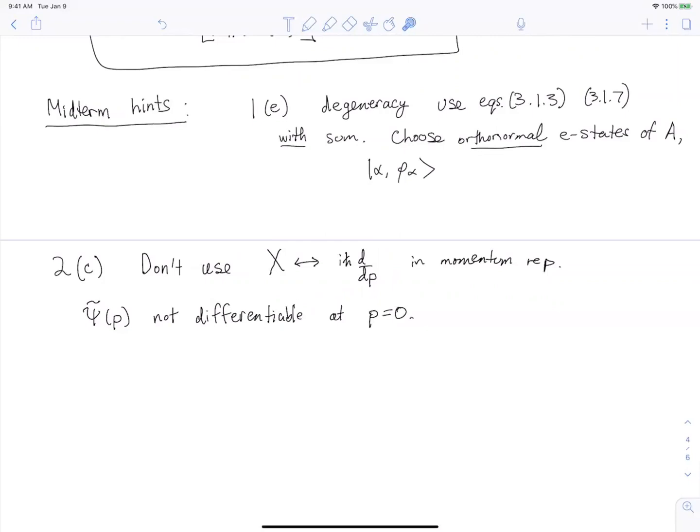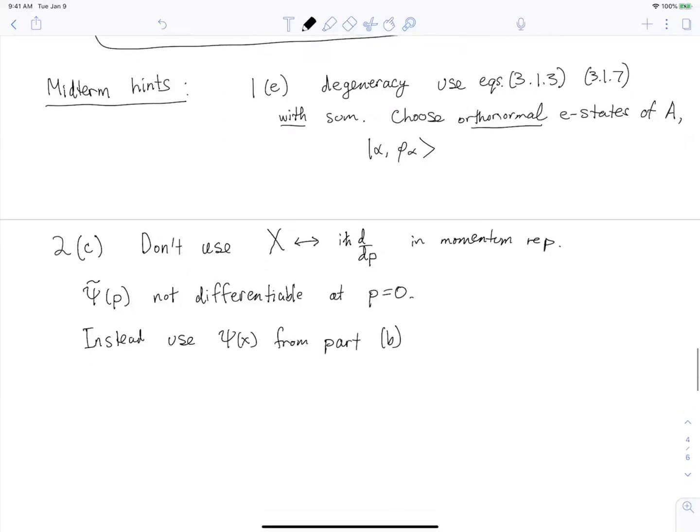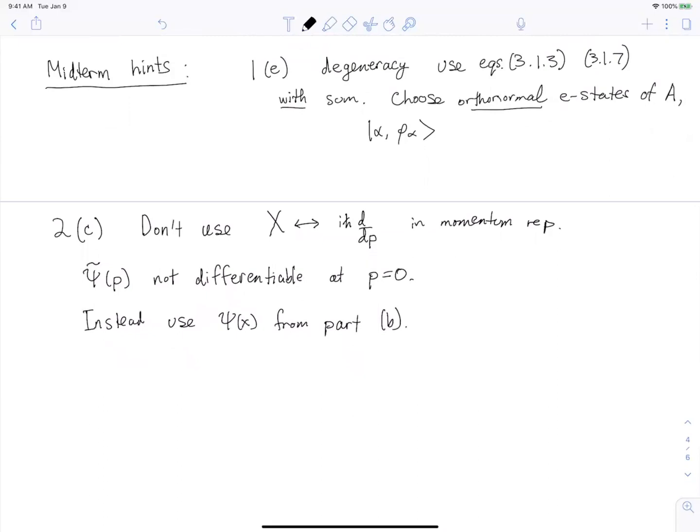So what should you do instead? That's why part B was there. Instead, use the position representation from part B. One clue that that would be the sensible thing to do is that in the position representation, the operator x is just represented by the number x. And multiplying by a number is much, much easier than taking derivatives, especially when you have to take two of them, which is what you would have to do in the momentum representation.